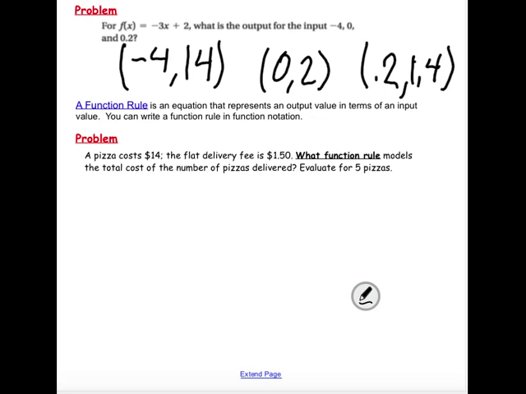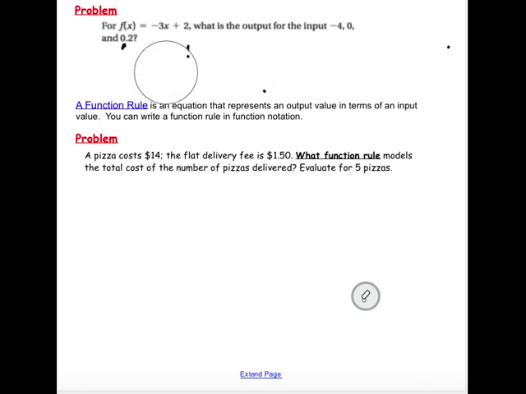All right, a function rule is an equation that represents an output value in terms of an input value. So you can write a function rule in function notation. That's pretty much saying that when a question asks for a function rule, it means you have to write an equation. So, our pizza problem. It says the pizza costs $14. The flat delivery fee is $1.50. What function rule models the total cost of the number of pizzas delivered, and then a value for 5 pizzas? So pause here, see if you can figure it out, and then come back.